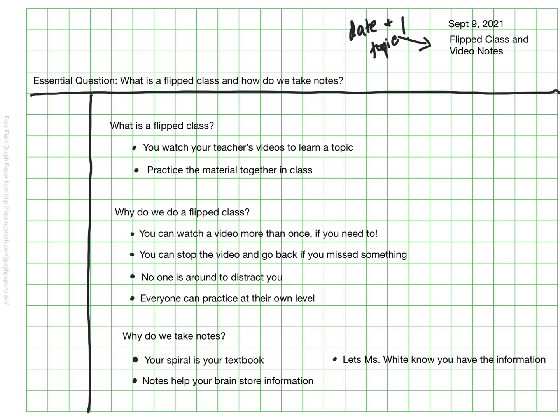It lets me know that you have the information, and if I need you to reference it, I can send you back to go look at it. And taking notes in our spiral means we have everything in one place.